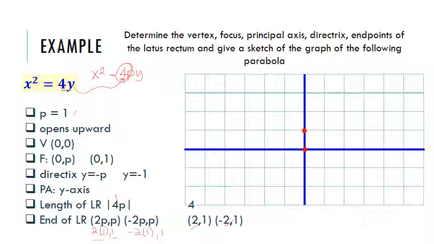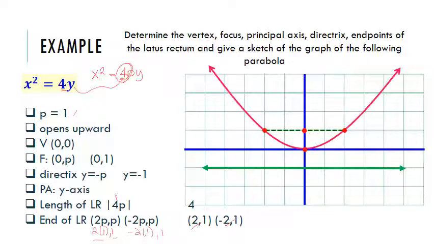Vertex, (0, 0). Focus, (0, 1). Directrix, y equals negative 1. Ito yung end ng latus rectum, si (-2, 1) at si (2, 1). Ito yung latus rectum. And then connect the dots. So, this is our parabola.